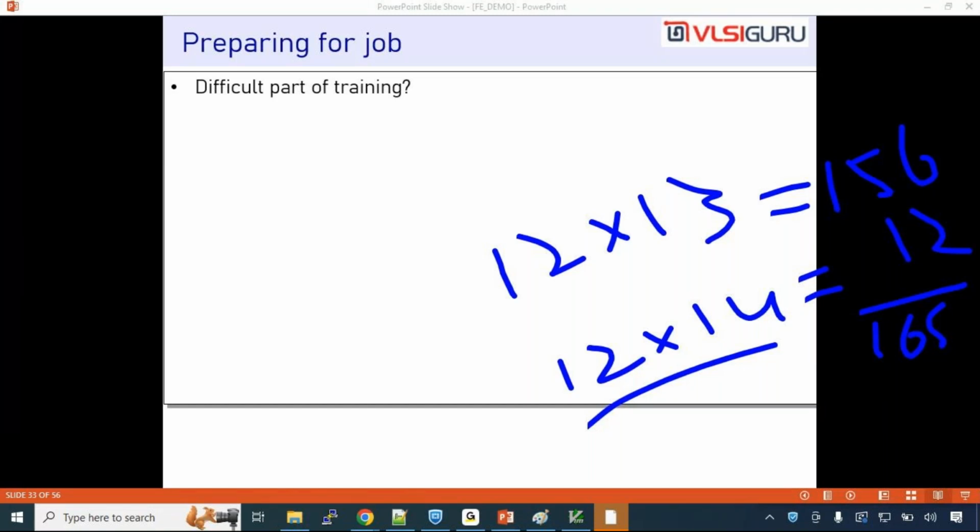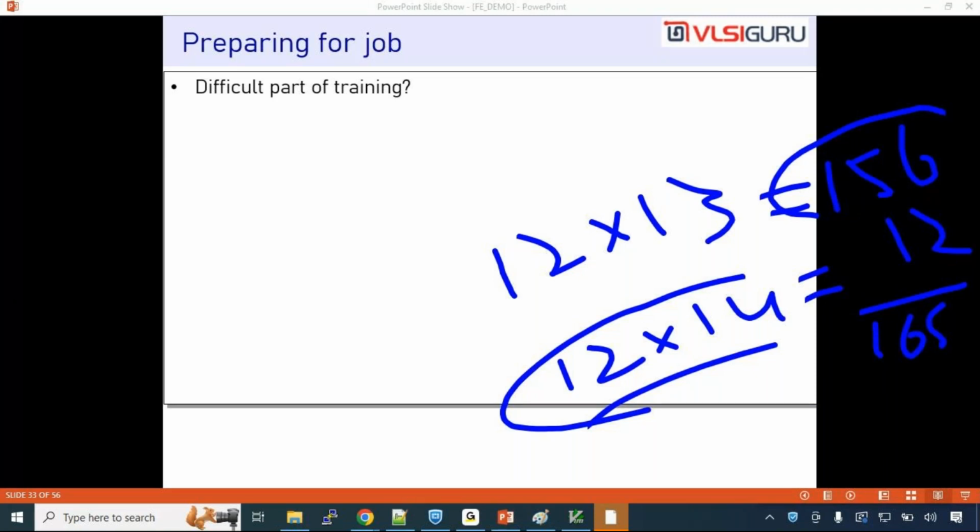Second thing is the motivation level. First thing is what? You should have minimum IQ. I am not telling you to say 156 immediately. Do the calculation and then tell. And after that, if I ask you what is 12 into 14, you should understand that there is one more 12 added. Answer should be 168. That's the first one. Second one is what?